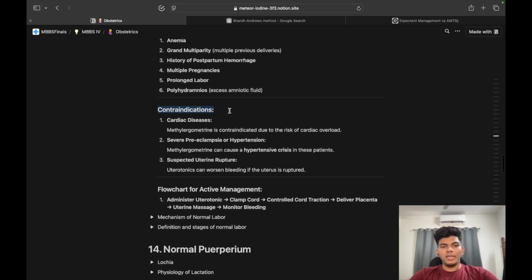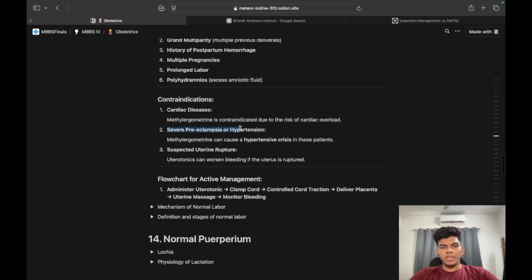Finally, coming to contraindications. So cardiac diseases, severe preeclampsia or hypertension, or suspected uterine rupture. So cardiac diseases, methylergometrine is contraindicated due to risk of cardiac overload. Severe preeclampsia or hypertension, because methylergometrine can cause hypertensive crisis. Suspected uterine rupture, uterotonics can worsen bleeding if the uterus is ruptured. So you don't want extreme contraction, which can lead to this.